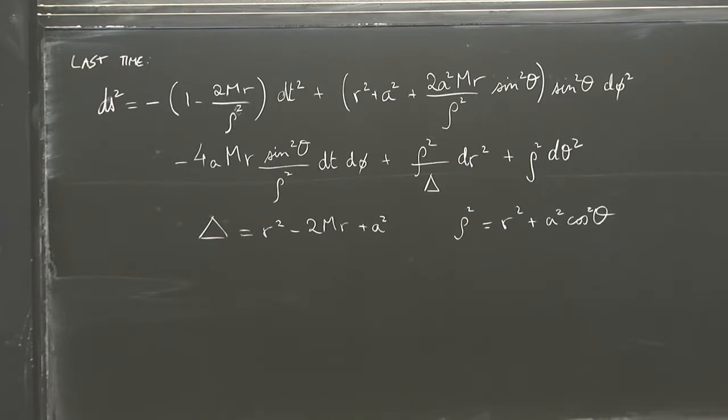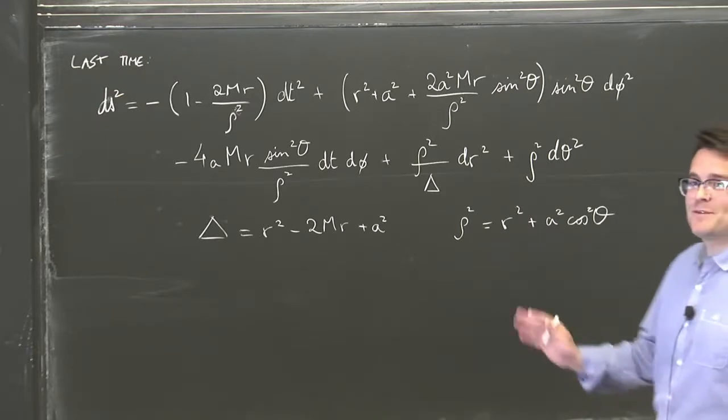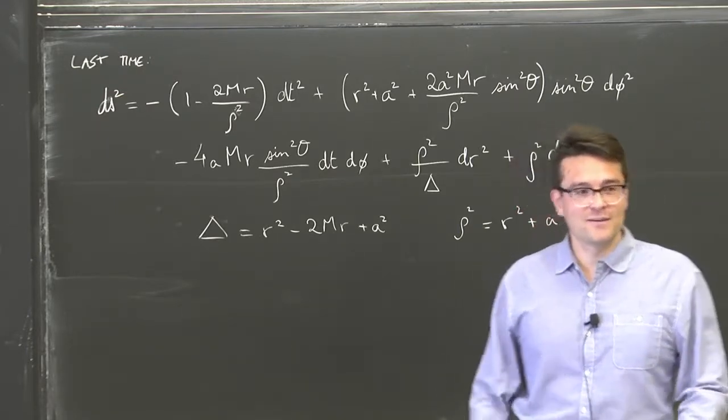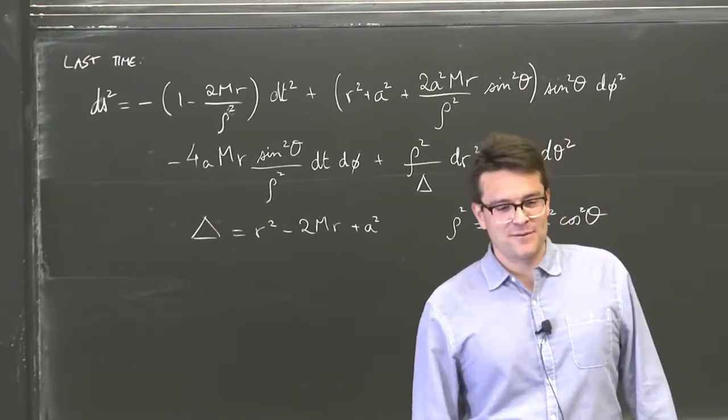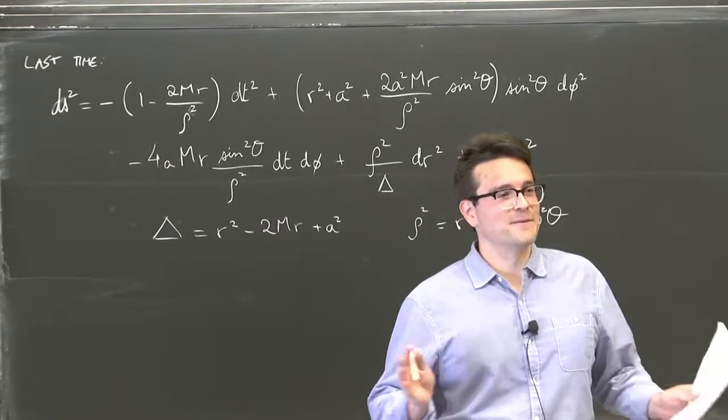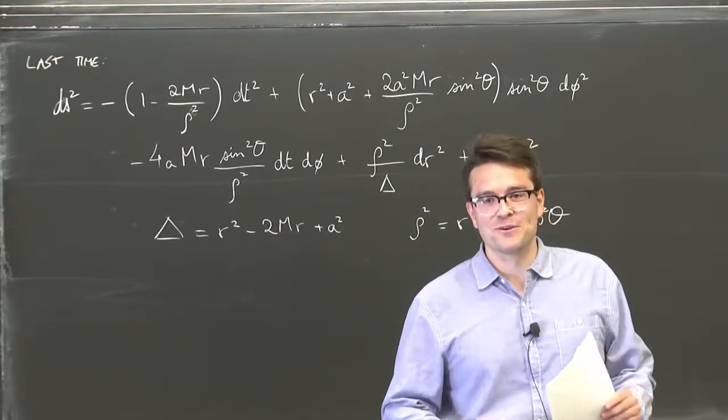In principle, everything we want to know about the Kerr black hole is contained somehow in this line element. It's deceptively simple. It fits on a line on a page. On the board, it takes 2 lines. But I think it's fair to say that the full properties of this spacetime are still not fully understood.